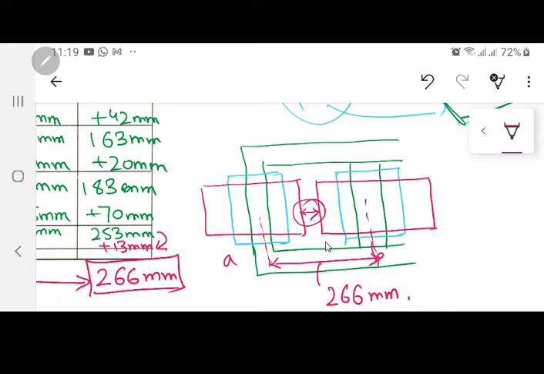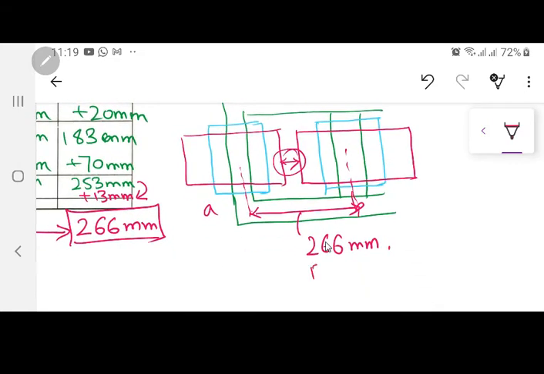And what was this core limb center? This was either D, or I told you just in the start, this is equal to C/L, core limb center. So the core limb from one center to the other center. If you go with the R.K. Agarwal book, this is equal to D, or this is equal to core limb center, that is over here. So now we have got 266 millimeter. So now we are getting the design of the transformer in some shape.